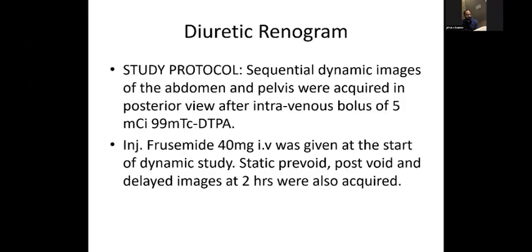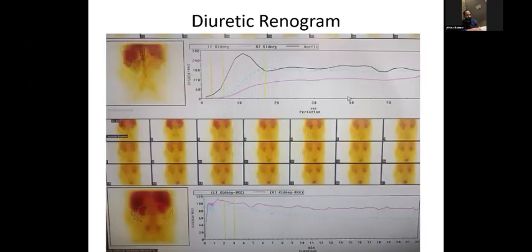This diuretic renogram was done with IV bolus of DTPA, and furosemide was given IV at the start of the study and 2 hours later. Static pre-void and post-void as well as delayed imaging were obtained. And here you can see the two curves for both the kidneys. There is slow but continuous drainage in both the kidneys.